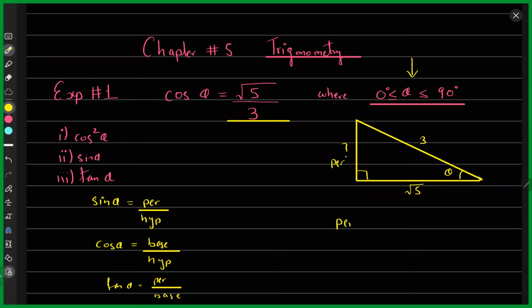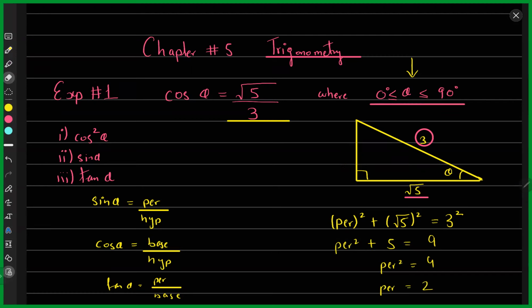So perpendicular square plus root 5 square is equal to 3 square. I know how to use Pythagoras theorem. We square the two smaller sides, add them, and equate it to the square of the longest side, that's the hypotenuse side. Perpendicular square would come as it is, this would become 5, this is 9. Perpendicular square would be equal to 4, and this means the perpendicular side is equal to 2. So finally we got this as 2.